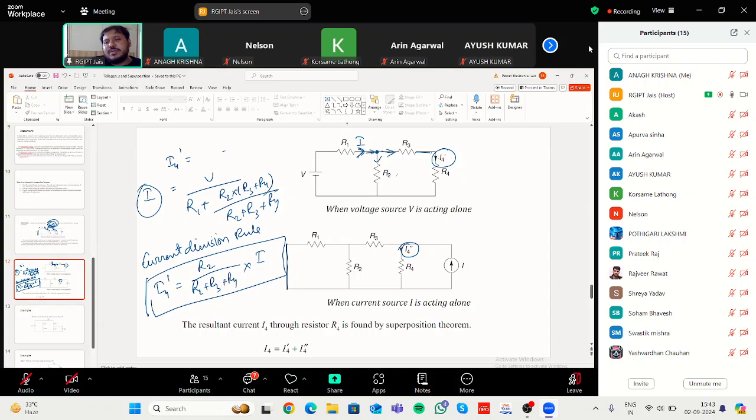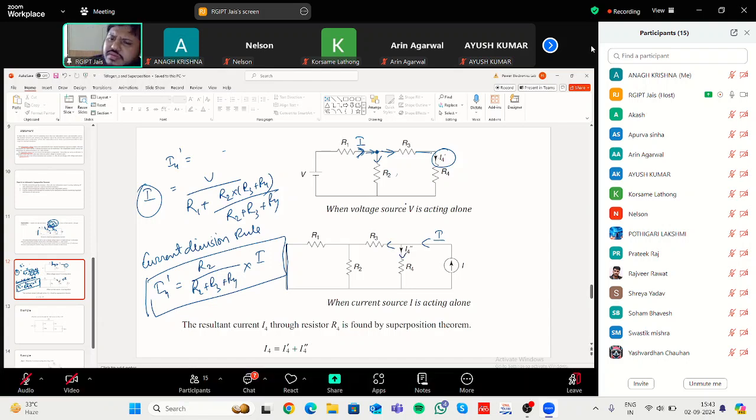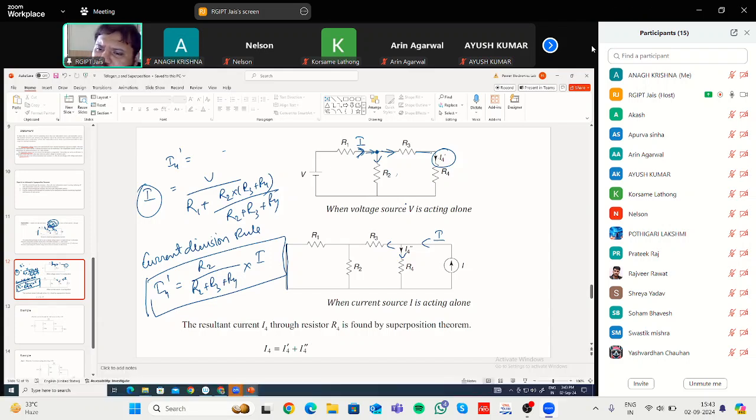What will be I4 double dash? Again, net current I is flowing here. Coming here, it will be divided in two paths, that is this path and this path. First, you have to find the net current, which is already given. Current I is flowing through this part.